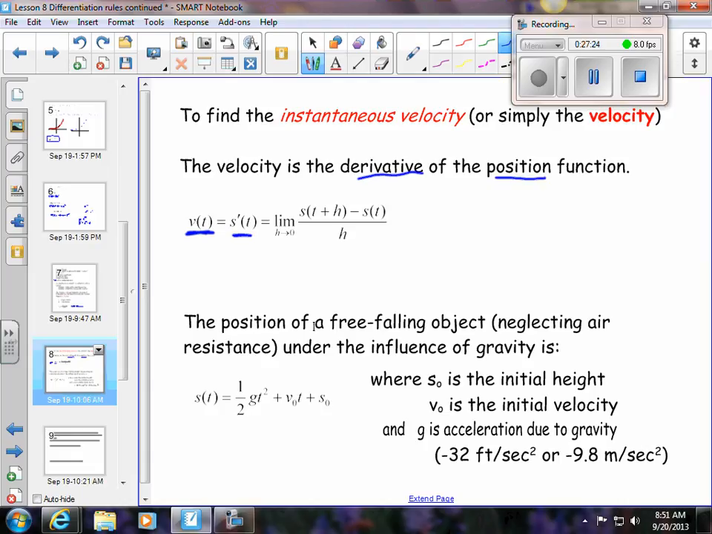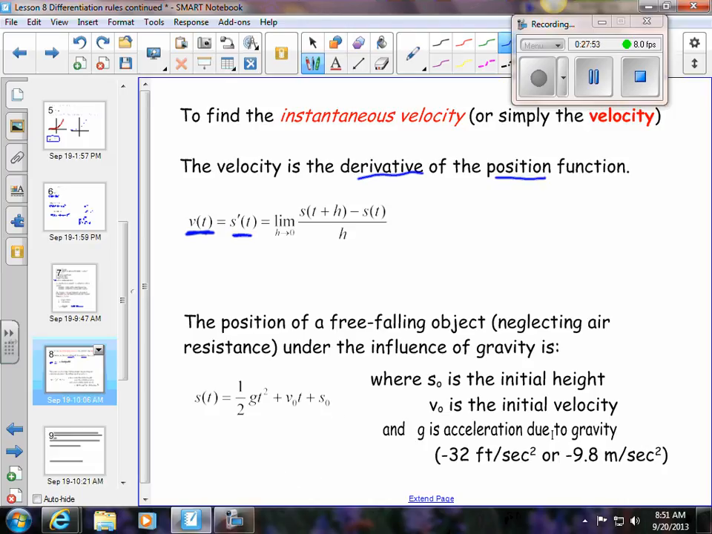The position of a free-falling object, neglecting air resistance, under the influence of gravity is, does this look familiar? Are you in physics? This class takes physics, right? s of t equals 1/2 g t squared plus v sub 0 t plus s sub 0. Do you know what all those things represent? Yay!